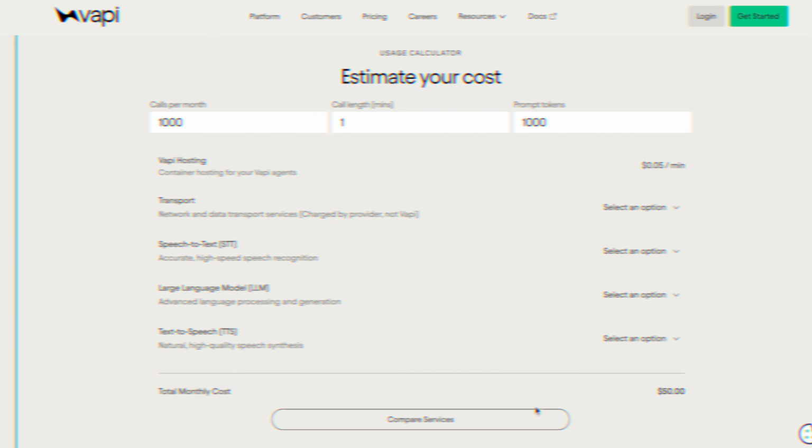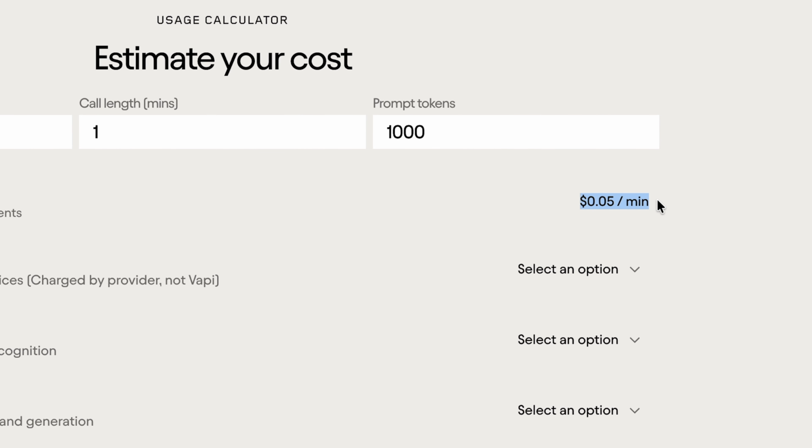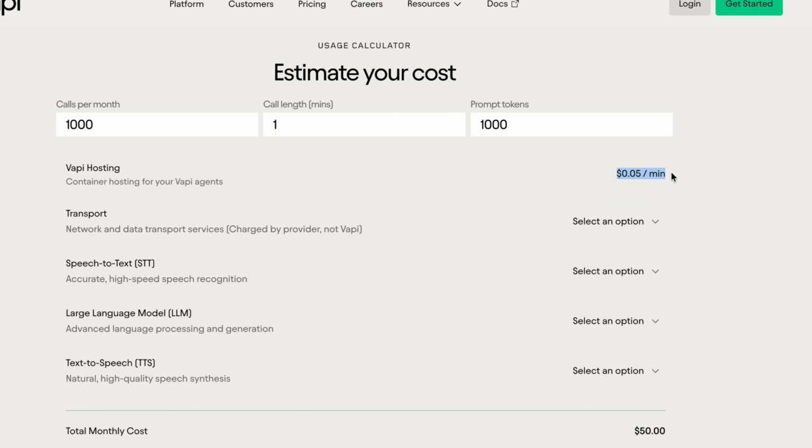Now, the price you see is not the price you're gonna pay. And this is the single most important thing to understand about Vapi. Their pricing page does start at 5 cents a minute. And that does sound incredibly affordable. But that number, as you know from this video so far, only covers Vapi's platform.